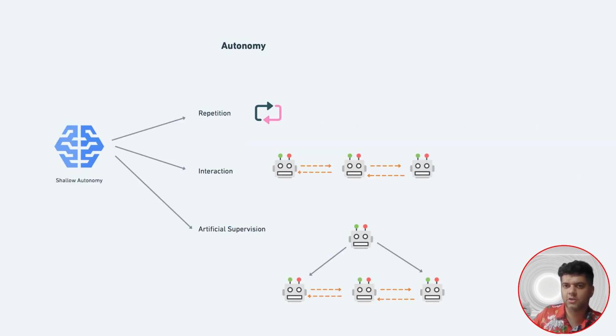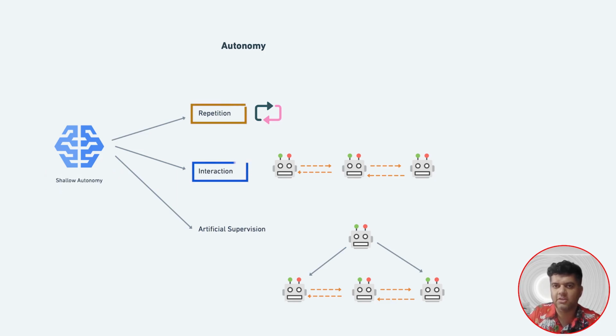The fourth is autonomy. Now, we don't have true autonomy until we hit AGI, of course. But with agents, you're able to get something called shallow autonomy, meaning agents have properties that can appear as autonomy even though they don't have true autonomy. And this happens due to two different things, repetition and interaction.